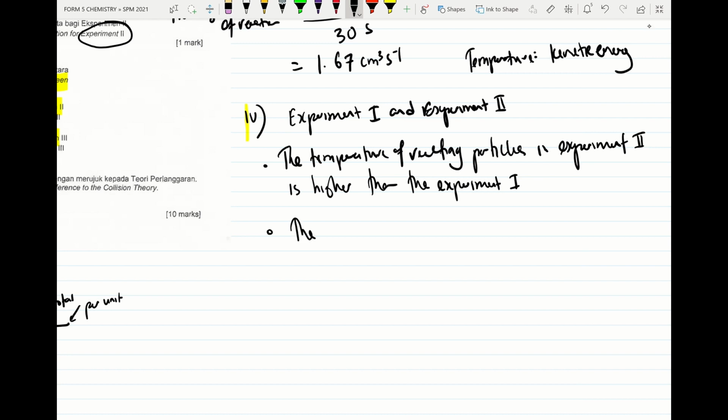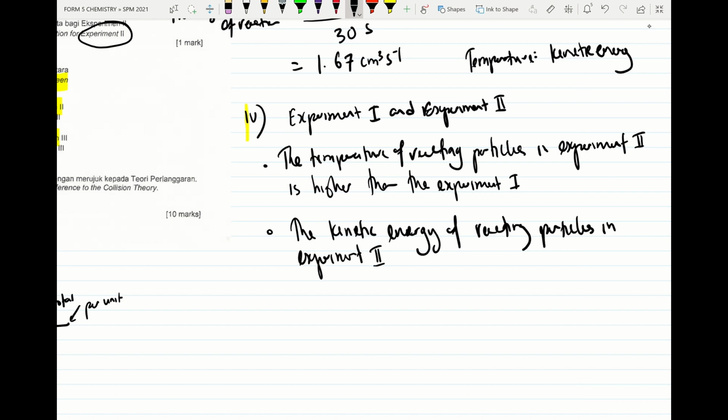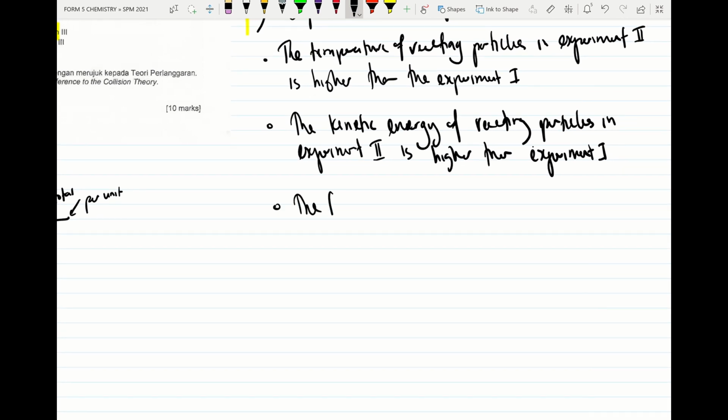All right, so next point, the kinetic energy of reacting particles in experiment, please write down the full word, experiment 2 is higher than experiment 1. So 1 mark.